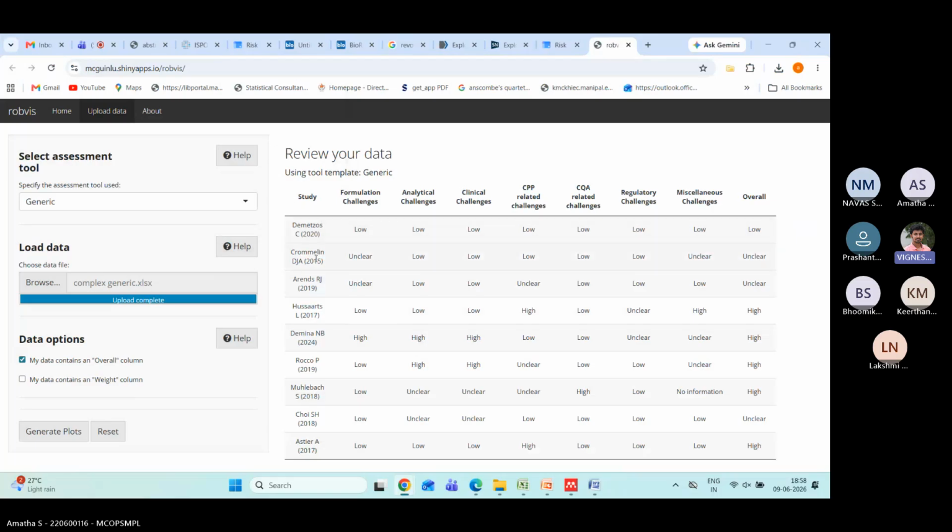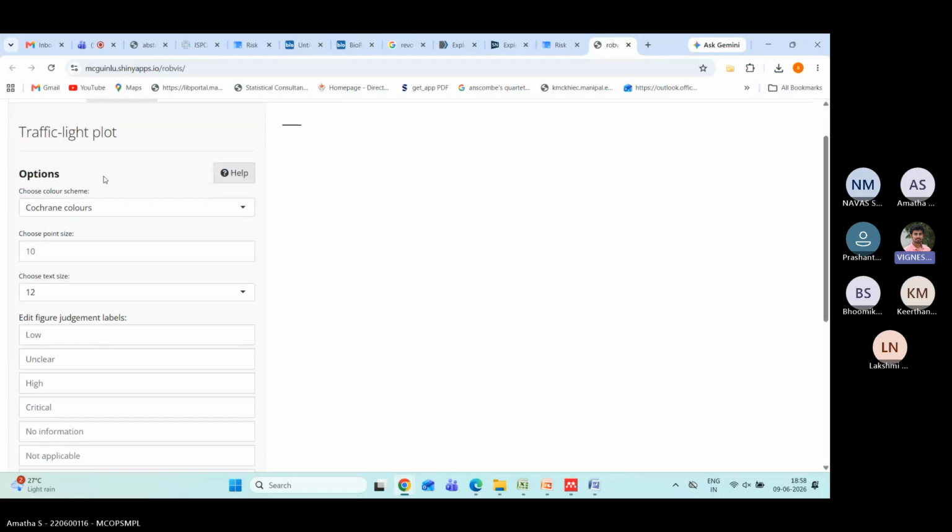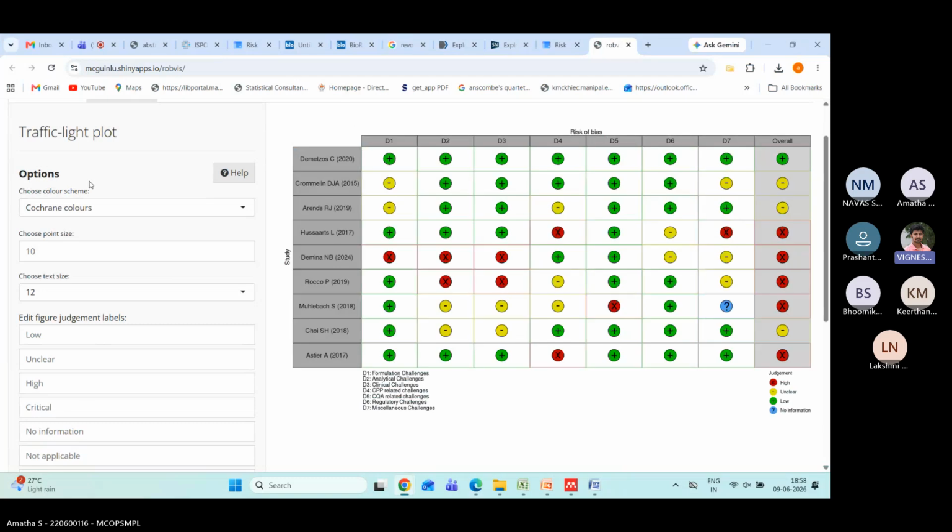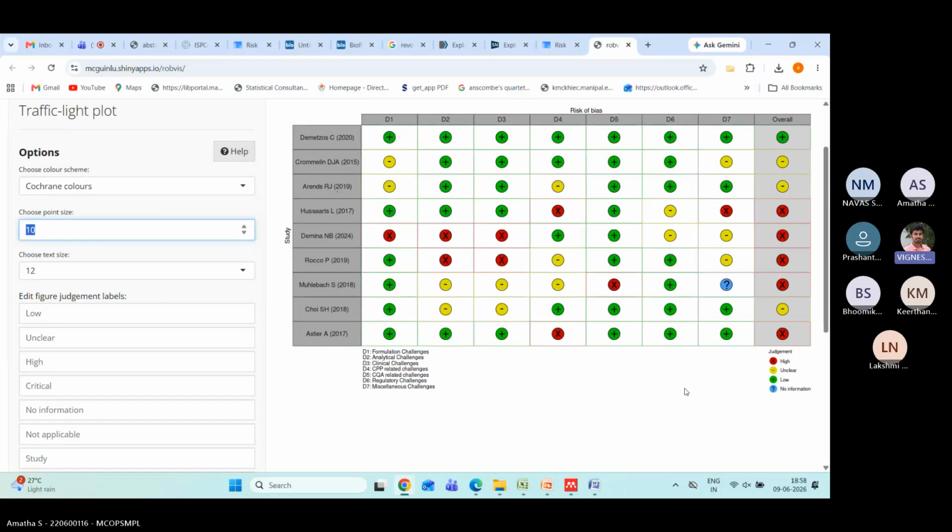Look, my first author, second author, third author, like that 25 authors. Then their challenges, how they have explained about the challenges. Overall, what is the score I got. Then press generate plot. Once you press generate plot, all these criteria will come. I have pasted the first 10 people, so it shows 10. Then 12 text patterns are there. Everything will come.